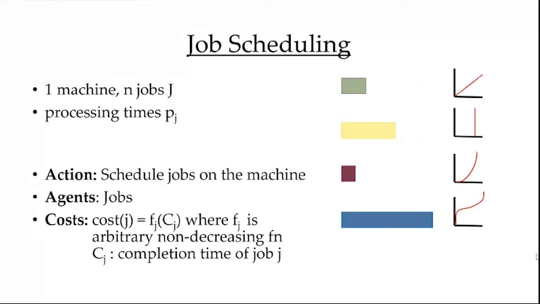And now the question is, what is the best action? What does it even mean? Often the algorithm hones in on one single optimization function and tries to optimize that.